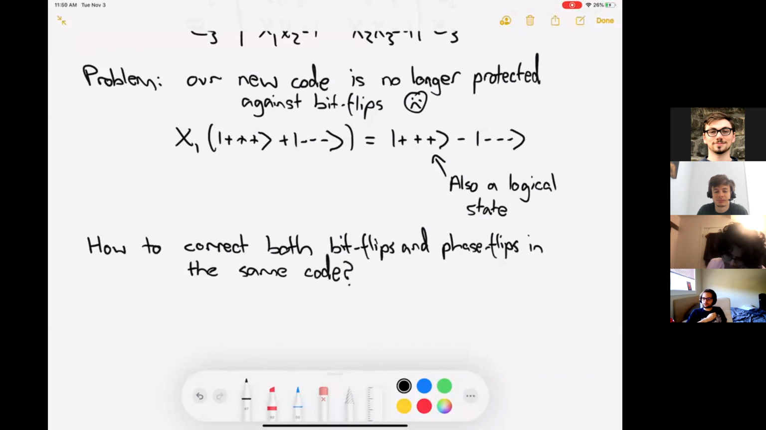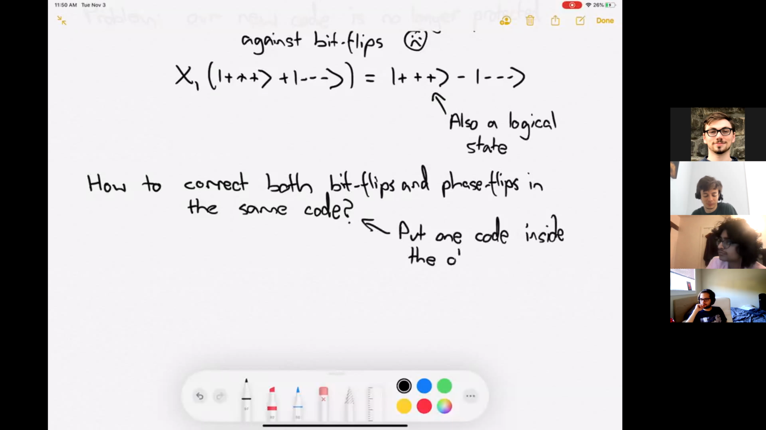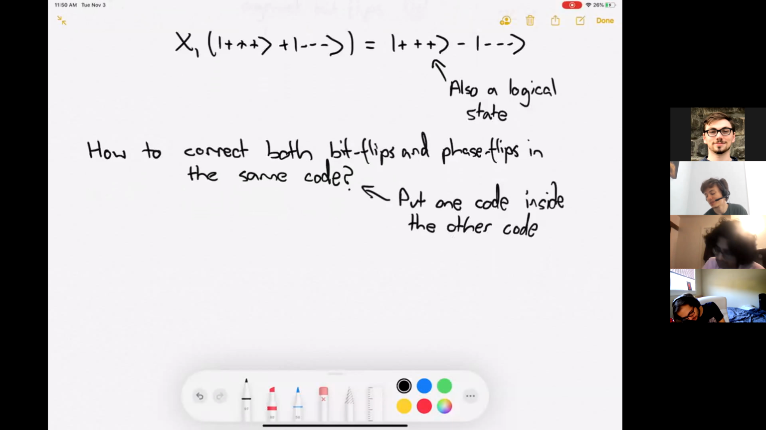Could you just prepare two things to represent both of these? Yeah, exactly. So all we do is we're just going to put one code inside the other code. Okay, so what does that mean?